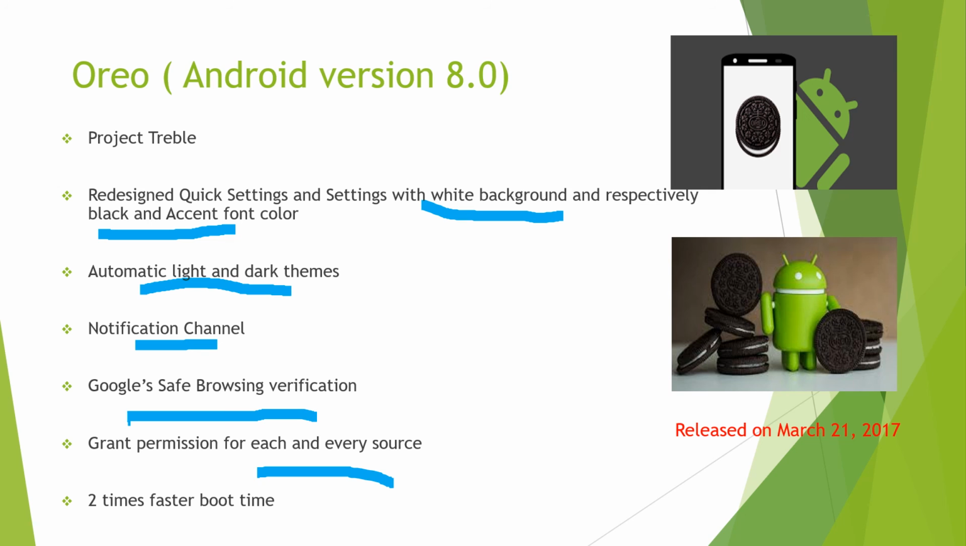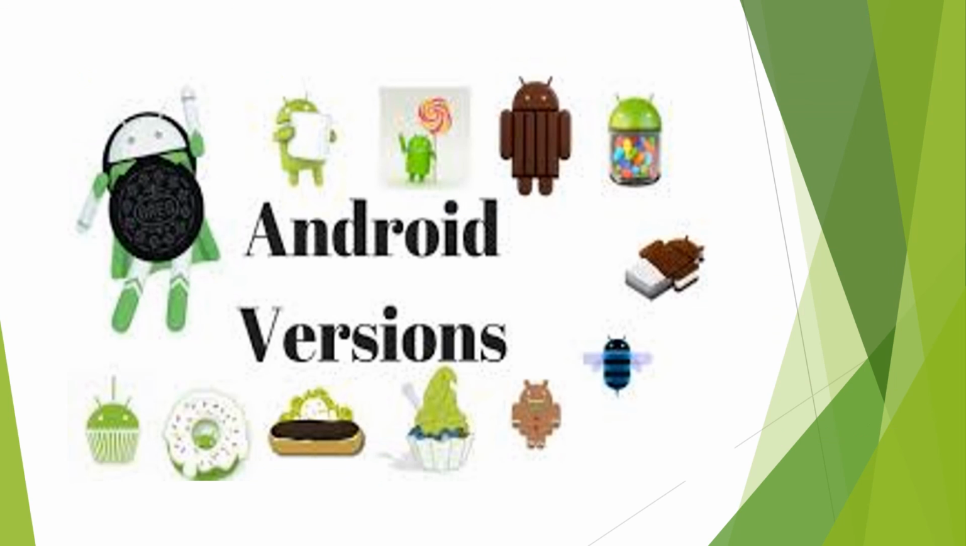Once the user has enabled unknown sources, he could successfully download applications from any site, be it the internet or from APK or through Bluetooth or using ES File Explorer. But in O, you have to grant permission for each and every source individually. So this was again one of the major changes in Oreo, and it has 2 times faster boot time when compared to other versions of Android. So this was all about the improvements done in each version of Android.